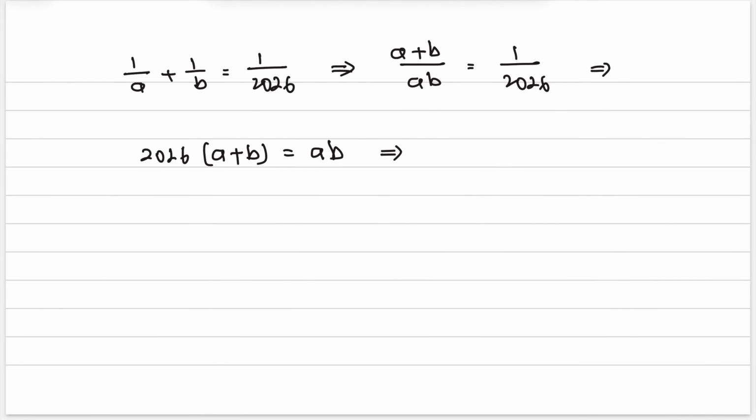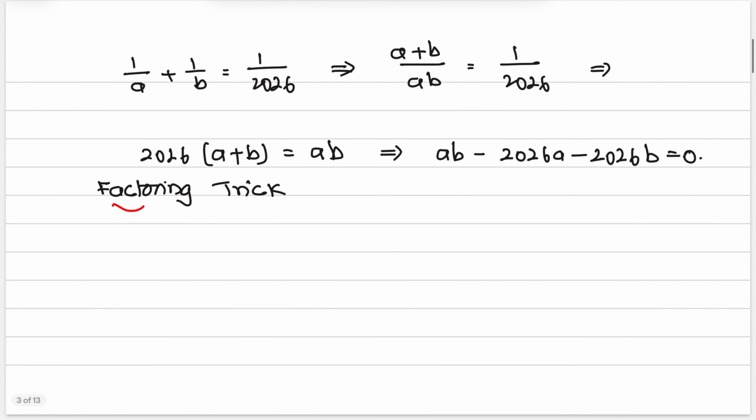That implies AB minus 2026A minus 2026B is equal to 0. Here we will apply the factoring trick. This is the factoring trick. We will apply the factoring trick here. This is a very important step. Please pay attention to it here.